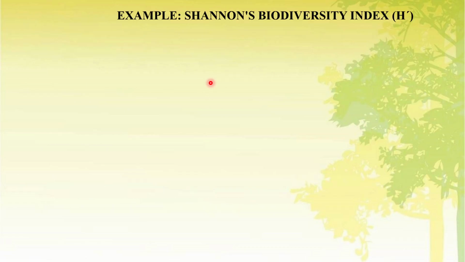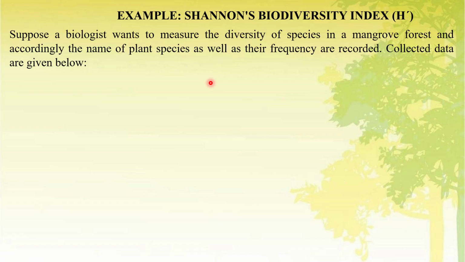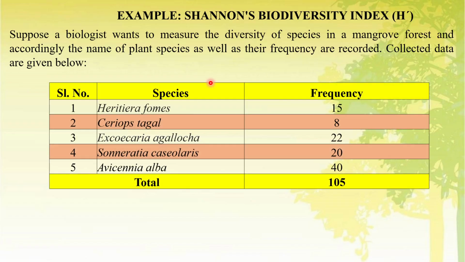So, for example, suppose a biologist wants to measure the diversity of species in a mangrove forest, and accordingly the names of the species and their frequency are recorded, and the collected data is given here. You can see the 5 mangrove species and the frequencies are 15, 8, 22, 20 and 40 respectively, and the total number of individuals, that is capital N, is 105.